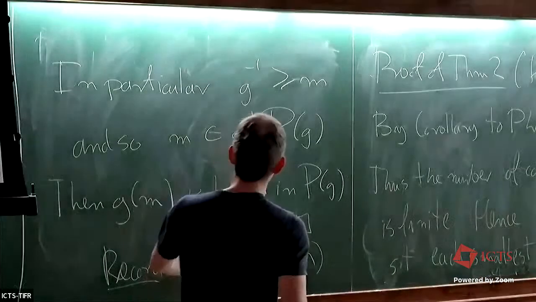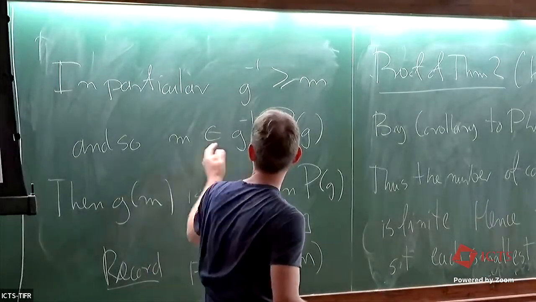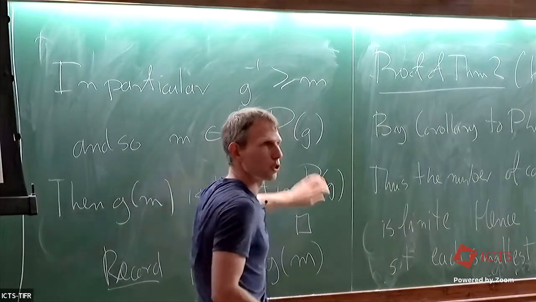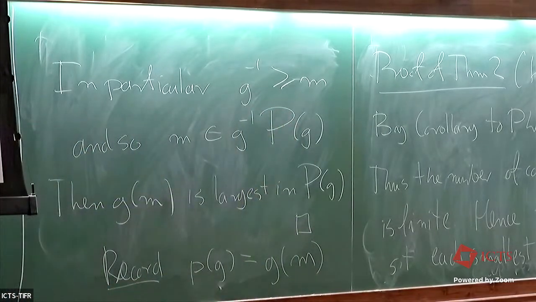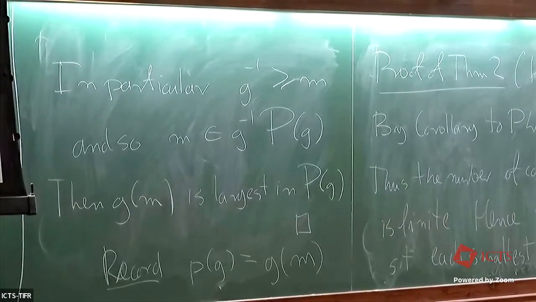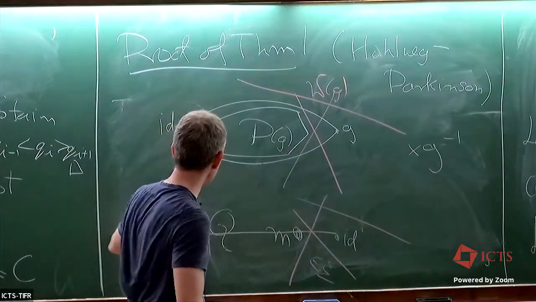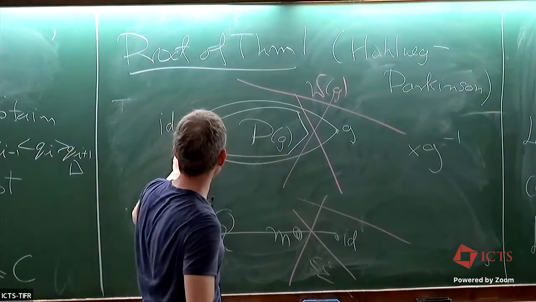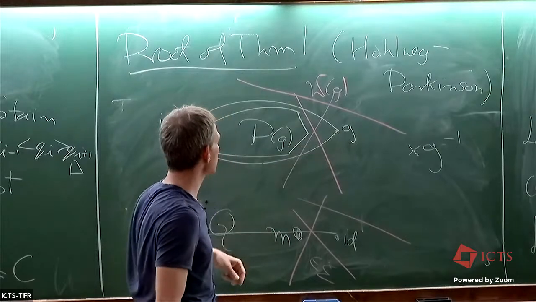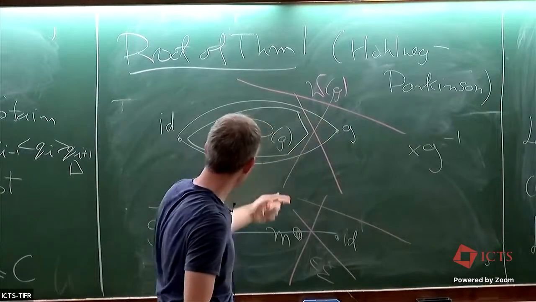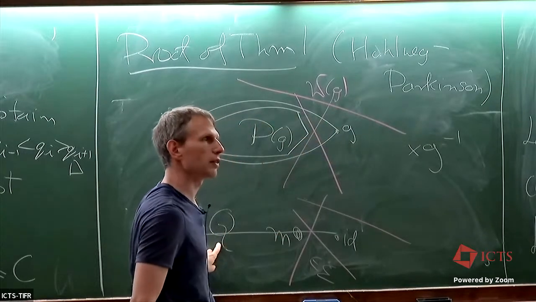So we need to look at the definition of P of G. In order to prove that M belongs to G inverse of P of G, we need to prove that G of M belongs to P of G. So why does G of M belong to P of G? Being in P of G had two axioms. First of all, to be in P of G, you had to be on the geodesic from identity to G. So that's exactly what we have here. Since M is on this geodesic, G of M is on that geodesic. So that's one of the properties. And the second property was that you needed to lie on the appropriate side of these walls, but this is guaranteed by the definition of Q.